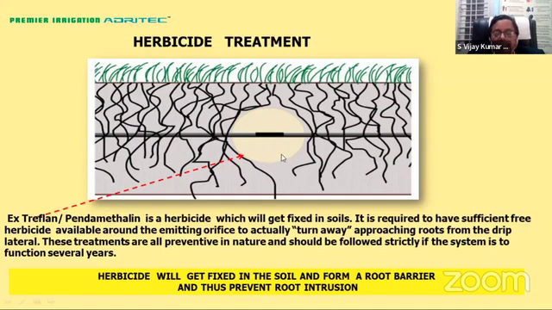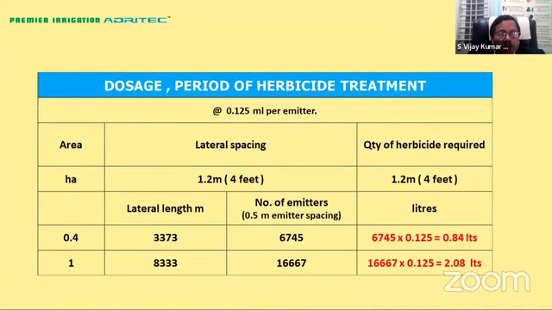And these days you have even certain emitting systems which have a copper technology. And with our product particularly, we have an anti-suction and a pressure compensating system. So even then, we would always recommend that you go for the periodical herbicide treatment. So just to get into the calculations, how much herbicide treatment: I told you it is 0.125 ml per emitter.